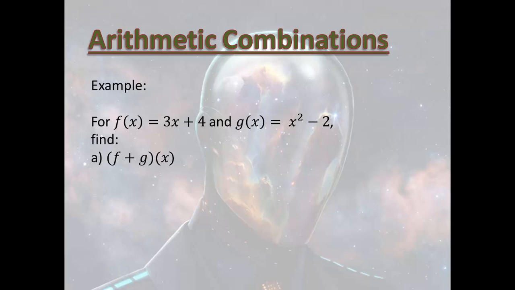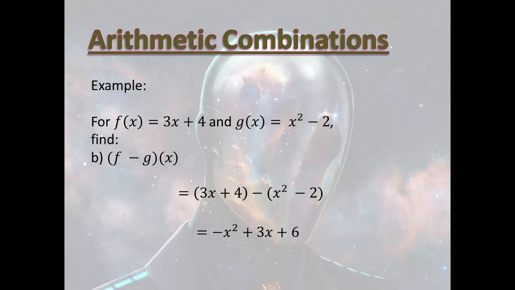Okay, f plus g of x. So all we do is we take the f of x plus the g of x and simplify however we need to do it. x squared plus 3x plus 2 is your final answer. That's all there is to it. So we'll be doing about the same thing when we do f minus g of x. 3x plus 4 minus x squared minus 2, for a final answer of negative x squared plus 3x plus 6.